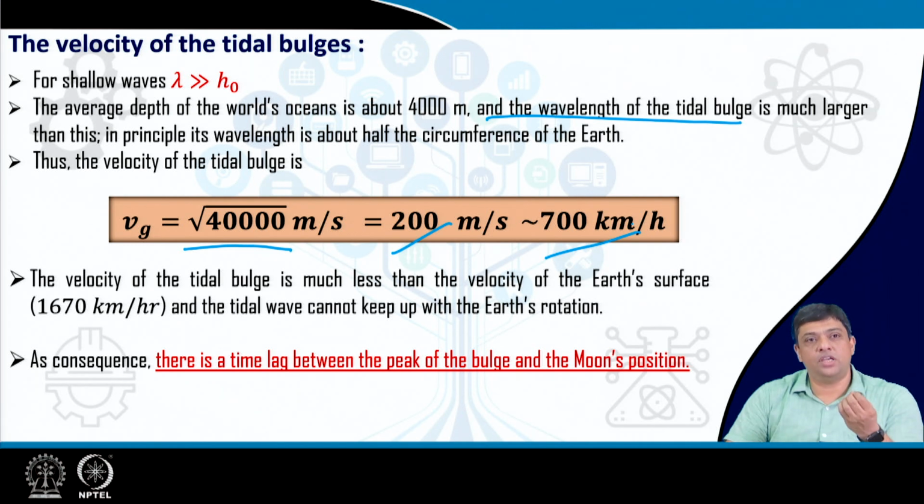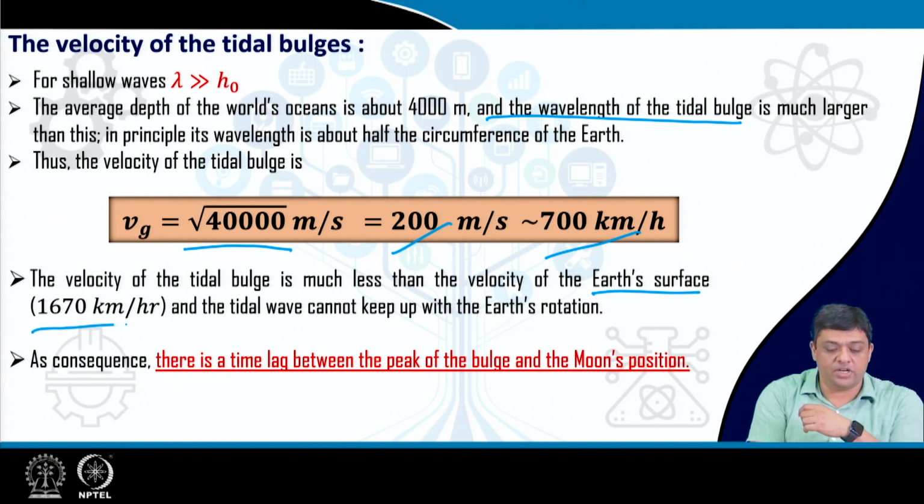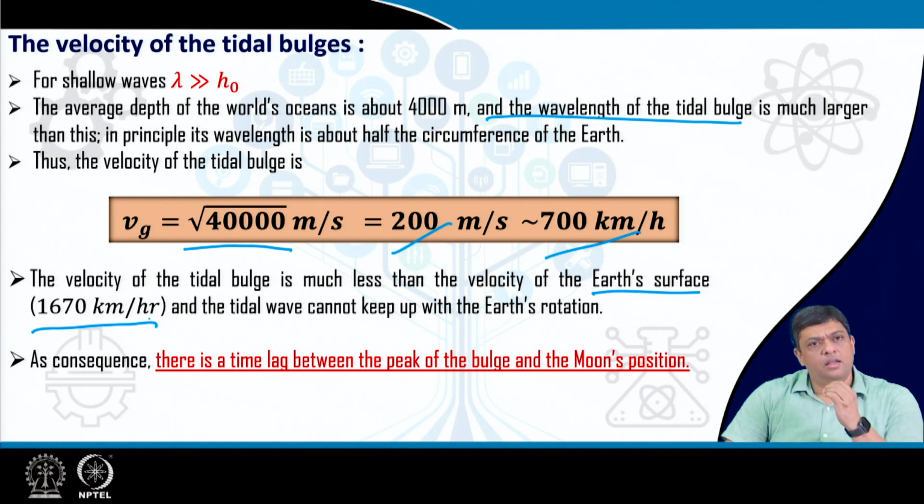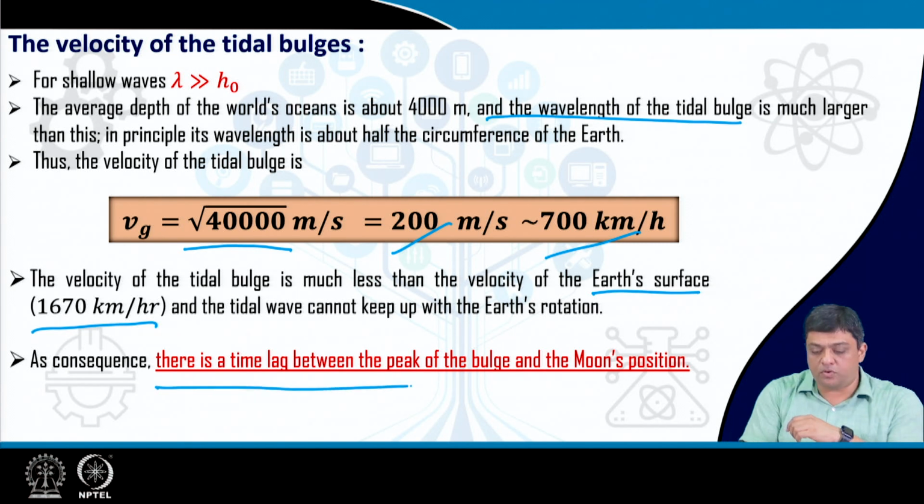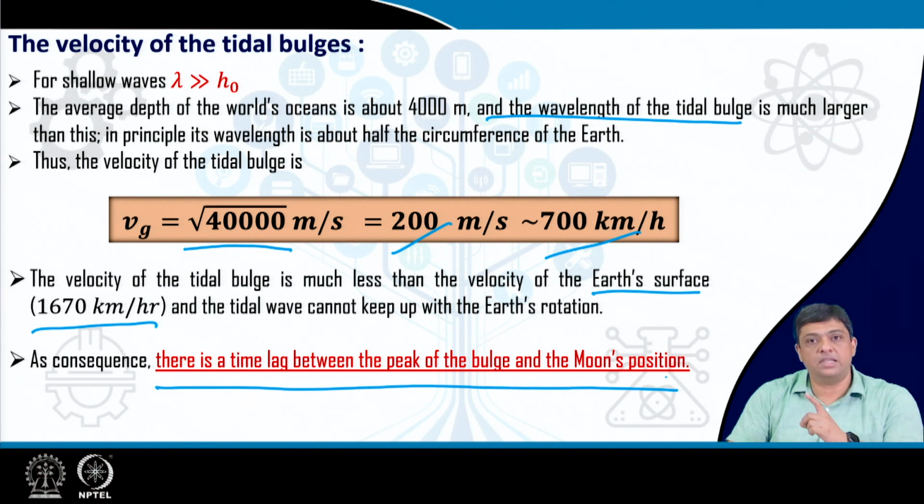The velocity of the tidal bulge is much less than the velocity of the Earth's surface which is rotating, and the value for the case when we were considering Earth's surface was what? 1670 kilometers per hour. Hence, the tidal wave cannot keep up with the Earth's rotation. What is the immediate consequence? The immediate consequence is there is a time lag between the peak of the bulge and the moon's position.